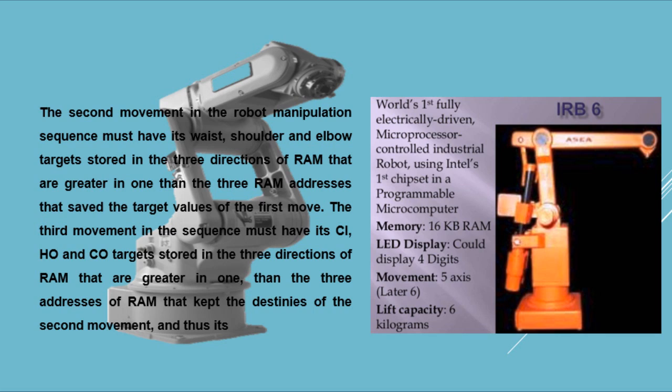The third movement in the sequence must have its claw, hoe, and co tangent stored in the three directions of a RAM that are greater than one. Those are the three addresses of a RAM that keep the destinations of the second movement, and so on.